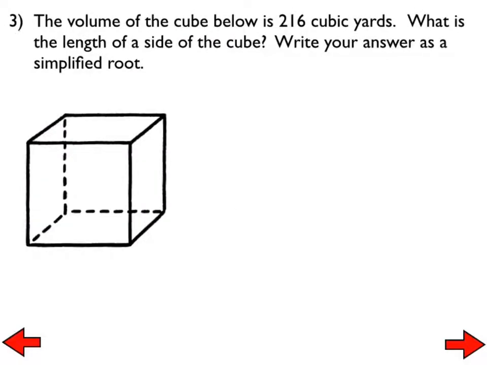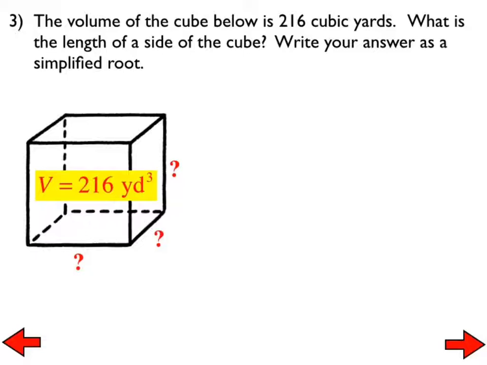The volume of the cube below is 216 cubic yards. What is the length of a side of the cube? Write your answer as a simplified root. Now, a cube is like a three-dimensional square, if you want to think of it that way, which means the length, the width, and the height are all the same. So in other words, all 6 sides are congruent to each other.